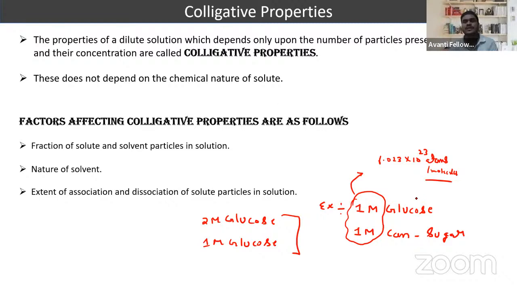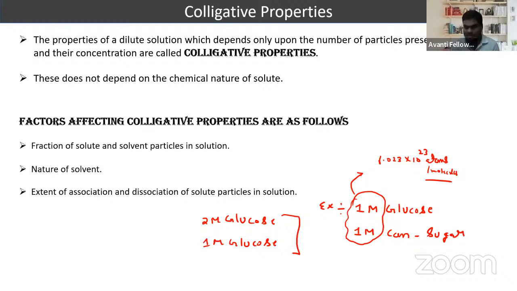Now, what are the factors affecting colligative properties? The first is the fraction of solute and solvent particles in the solution, then the nature of the solvent, and the extent of association and dissociation of the solute particles in the solution. These are the factors which generally affect the colligative properties.